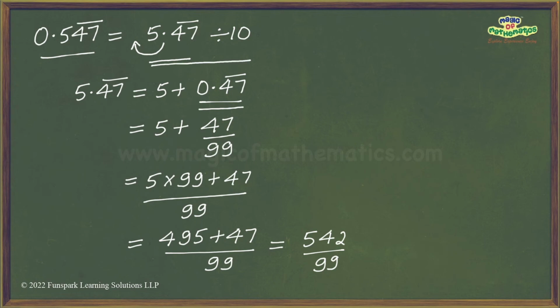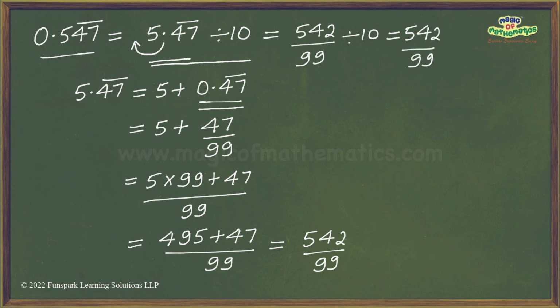We need to find out what is 5.47 recurring divided by 10. This equals 542 over 99 divided by 10, which equals 542 over 99 times 1 over 10, which equals 542 over 990. And we have our answer, which can be simplified further if required. In this video, I presented some tips for quickly converting a non-terminating recurring decimal to its fraction equivalent without using algebra. I hope you found this video useful.